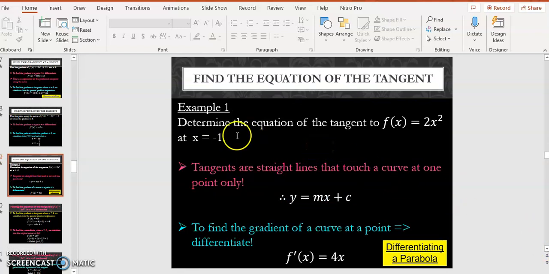Okay. Now, determine the equation of the tangent to f of x is equal to 2x squared at x is equal to minus 1. Tangents are straight lines that touch a curve at a point only. So tangents should always be written in this form.